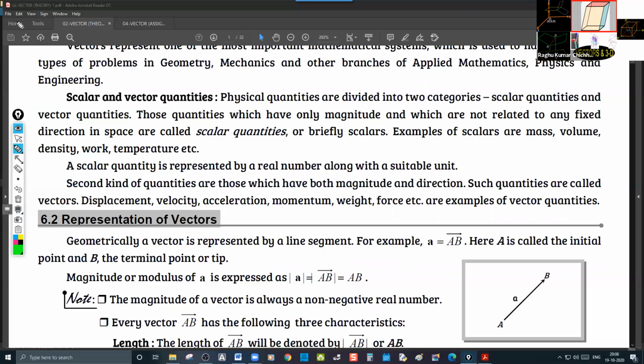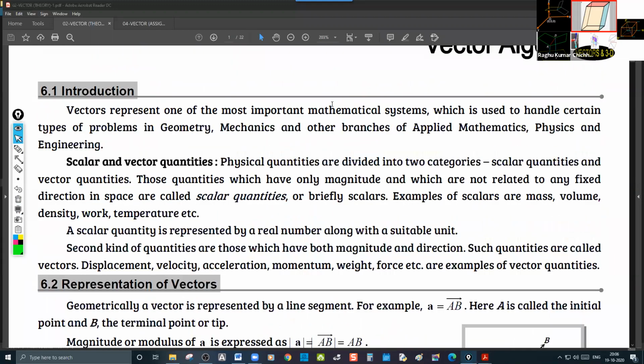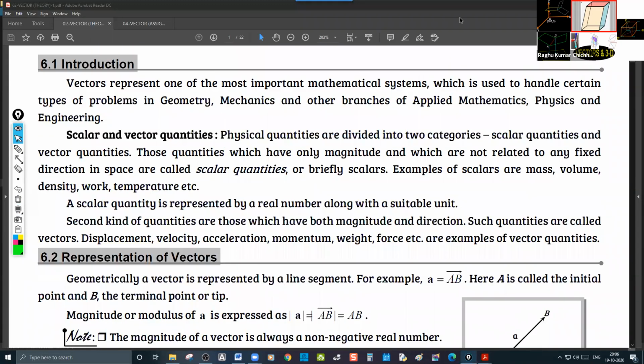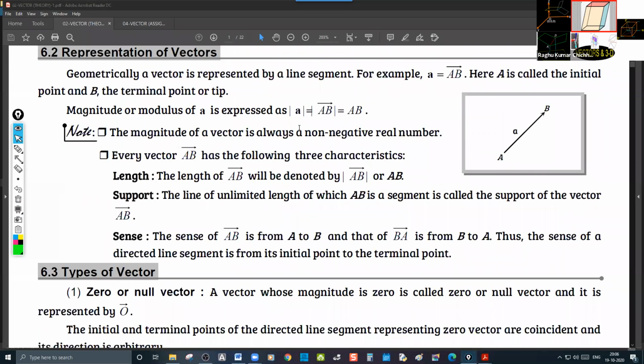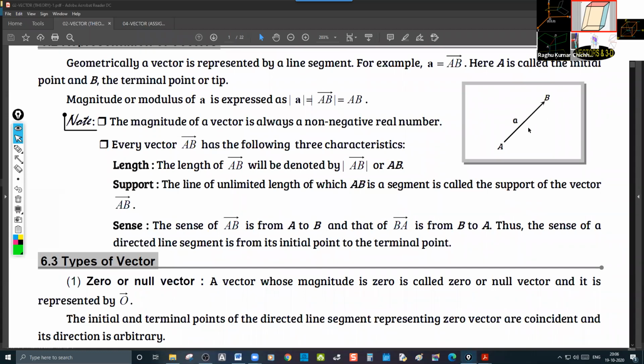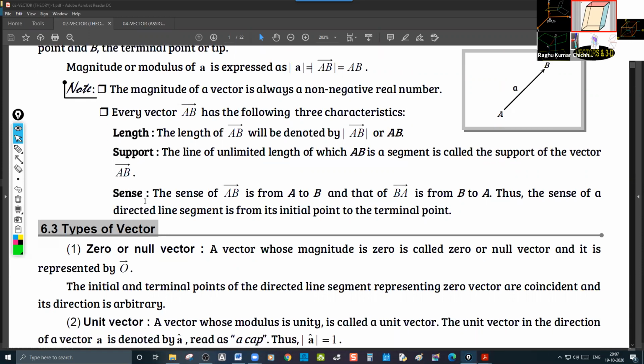Now, let us check the synopsis, the introduction. We need not see that in detail, because just now I said a vector has three characteristics. Number one, magnitude. Number two, direction. Number three, line of support. A vector is represented by a line, because a line is convenient to represent the length, support, and sense. Sense is nothing but the direction.